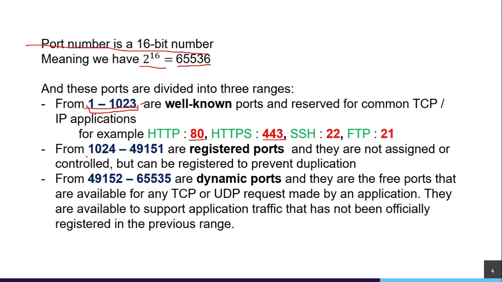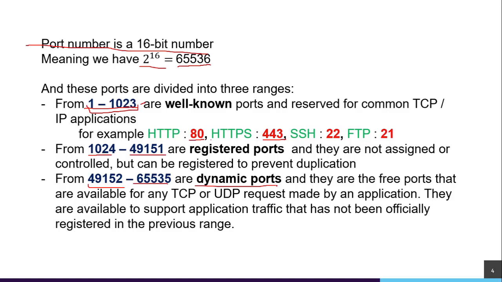Alright, so the second range stands from 1024 to 49,151 and those are called the registered ports. They are not designed to be assigned or controlled, but can be registered to prevent duplication. Right, and the final range starts from 49,152 to the last port, and those are called dynamic ports. They are the free ports that are available for any TCP or UDP requests made by any application. They are available to support application traffic that has not been officially registered in the previous ranges.